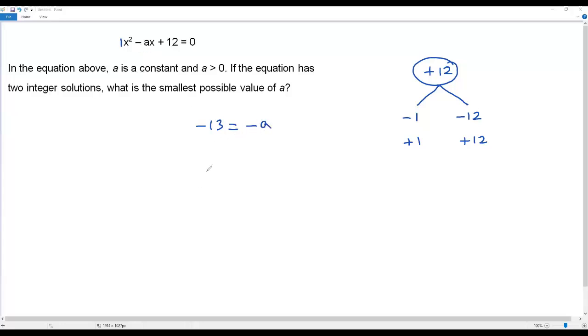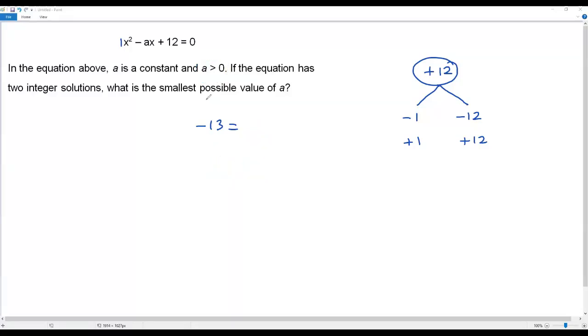If I multiply both sides by negative 1, negative 13 times negative 1 is positive 13, and negative a times negative 1 becomes a. So when I take both the factors as negative, I'm getting the value of a as positive 13, and it meets the condition given in the question, that a is greater than 0, that is, positive.